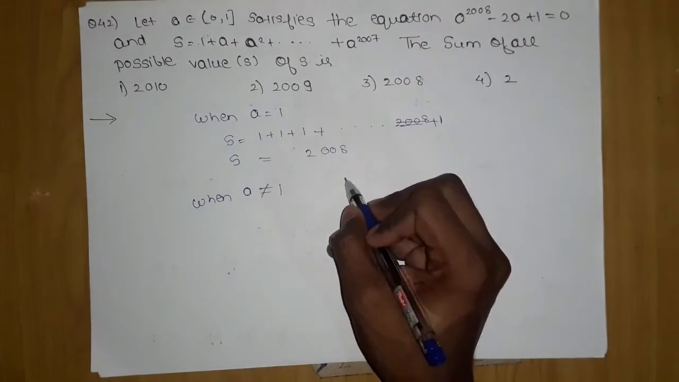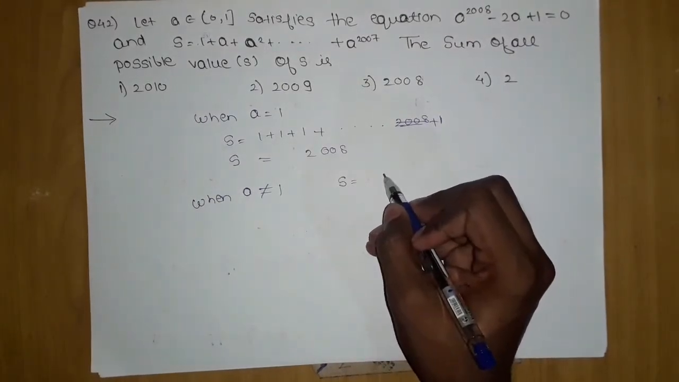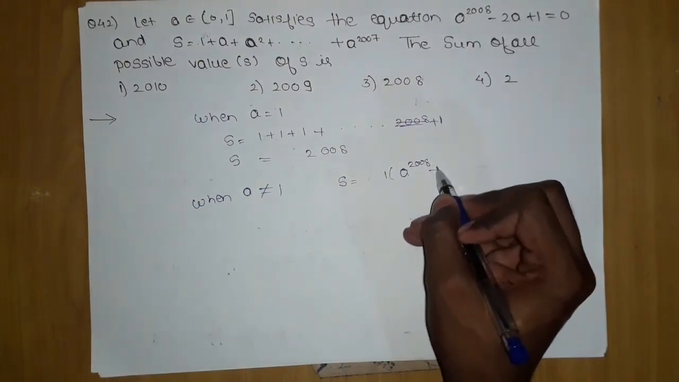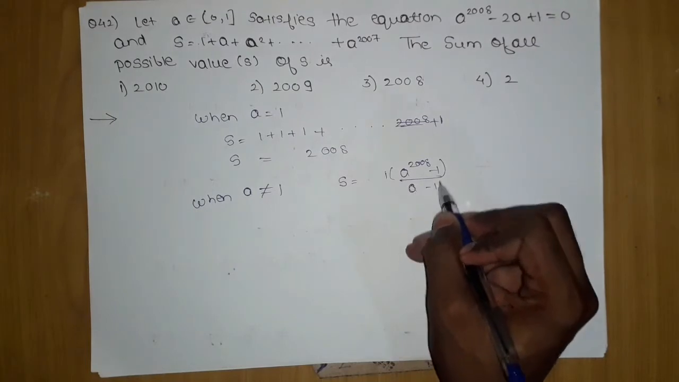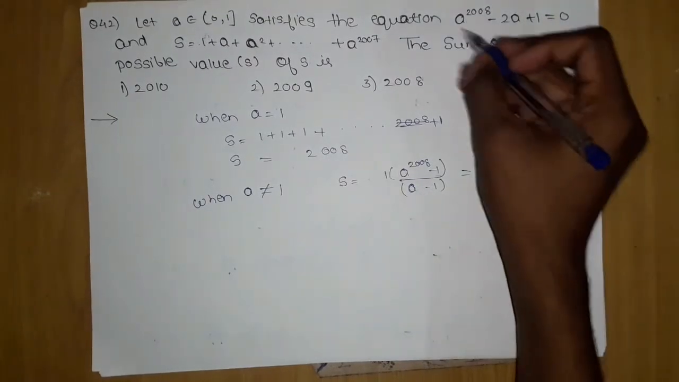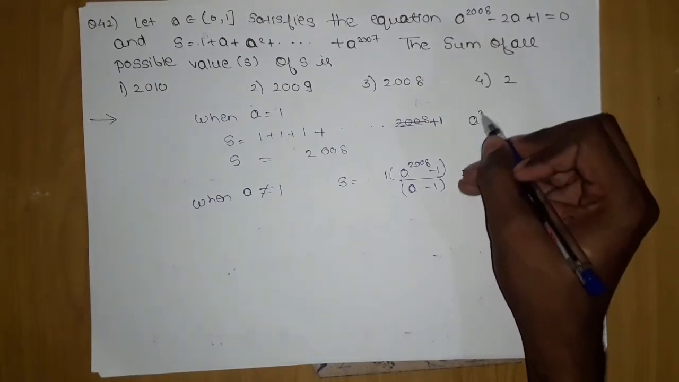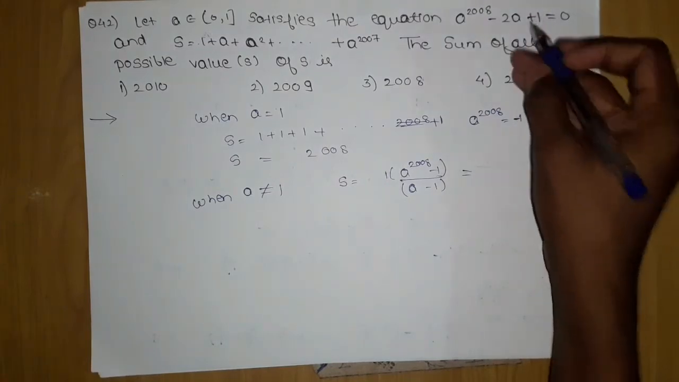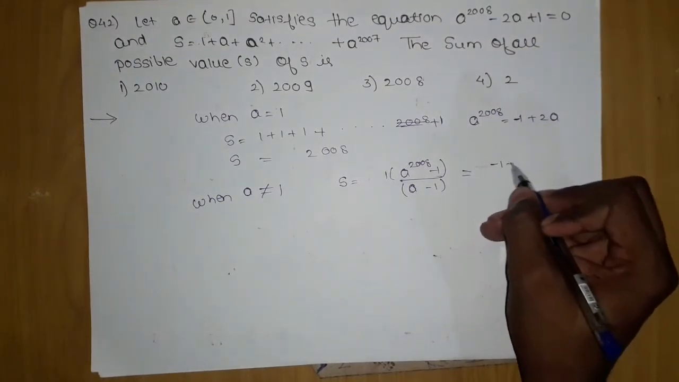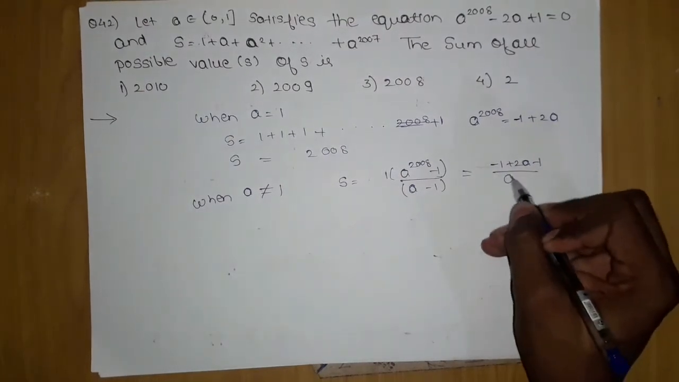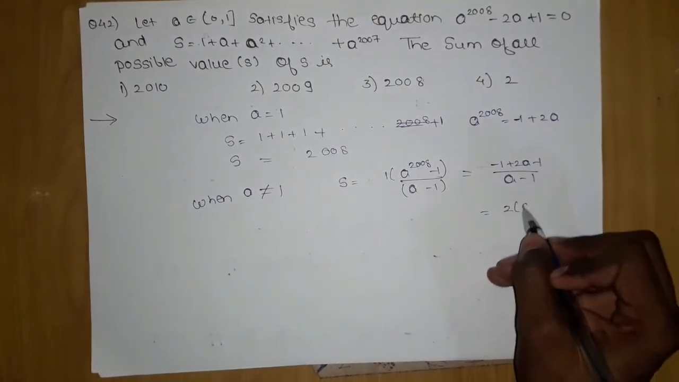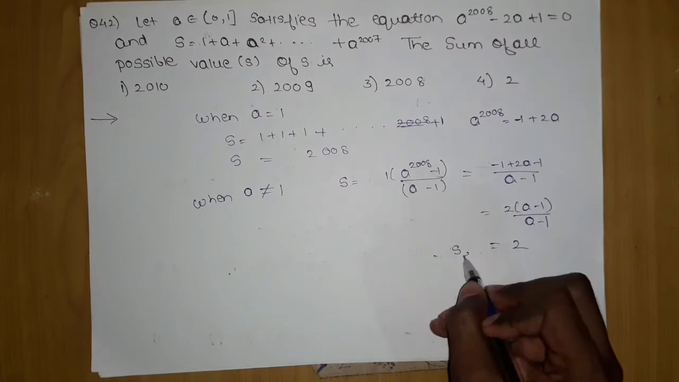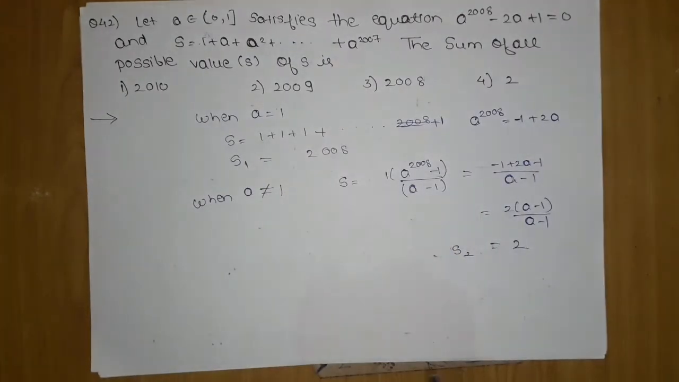But when A is not equal to 1, first we will try to get its sum, which is the first term 1 into A^2008 minus 1 upon A minus 1, simple. After this, from the equation which they have given here, I can see A^2008 is nothing but minus 1 plus 2A. I just move this value, then I will write minus 1 plus 2A minus 1 upon A minus 1, which will give me 2A minus 2 upon A minus 1. I will take 2 common, 2 into A minus 1 upon A minus 1, which will lead me to 2. So I will call it S2, which is 2.